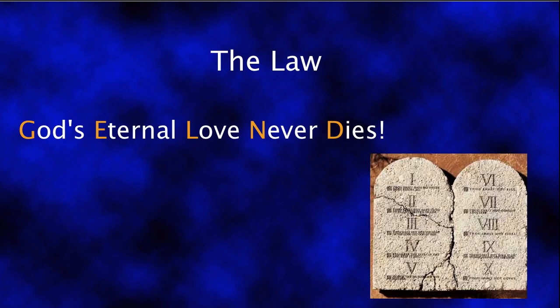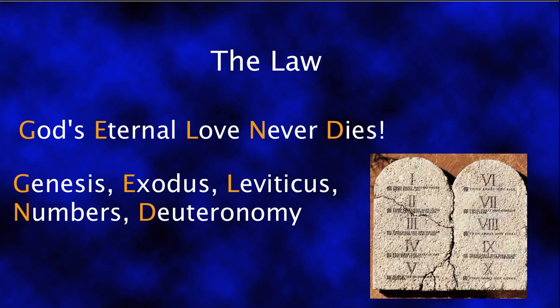So let's learn a sentence that will help us remember the first 5 books of the law. God's eternal love never dies. Each word of that sentence gives us the first word of the book. Let's start with a book that means beginnings. We know it starts with a G, Genesis. The second book starts the journey of the Jews in the wilderness. It starts with an E, and it's called Exodus. Next is Leviticus, then Numbers, and Deuteronomy. Let's repeat those a few times. Genesis, Exodus, Leviticus, Numbers, and Deuteronomy.